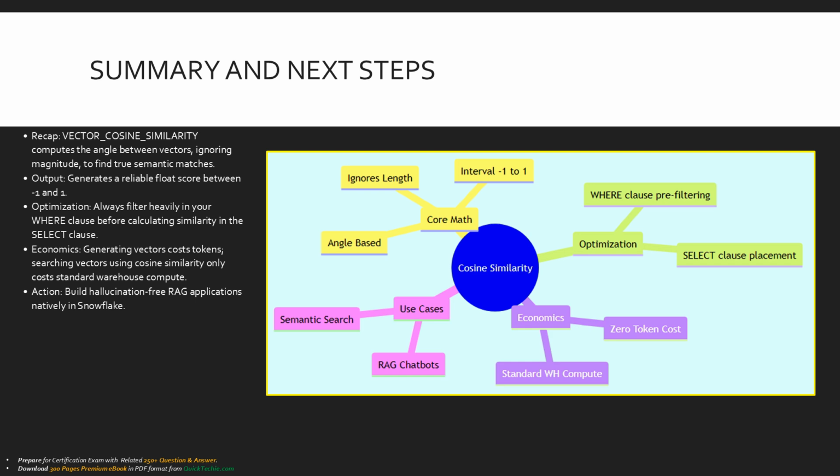This final mind map summarizes our entire module. At the core is cosine similarity. Branching out, we recall the core math, which is angle-based and bounded between -1 and 1. We must apply optimization by placing the function in the select clause after pre-filtering. The economics are highly favorable, utilizing standard compute with zero token costs for the search itself. All of this enables our ultimate use cases, building powerful semantic search engines and RAG chatbots.